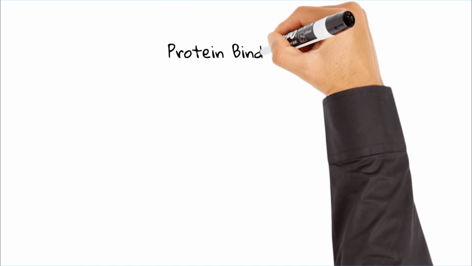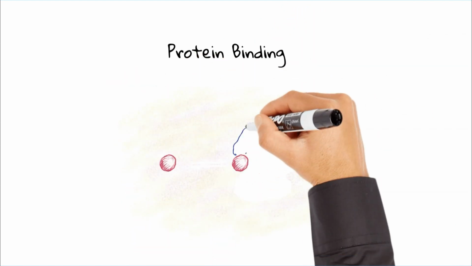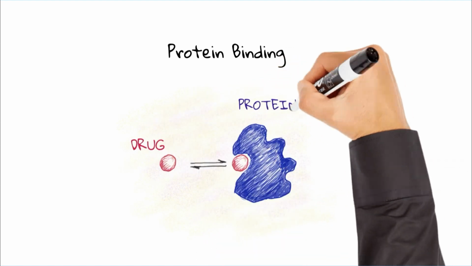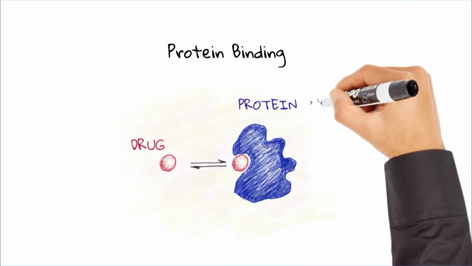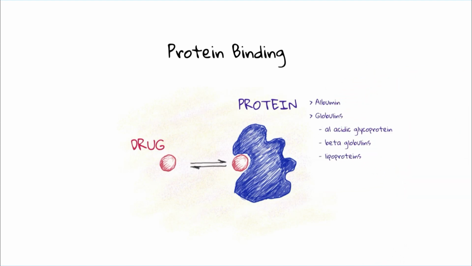Now let's talk about another important aspect of drug pharmacokinetics: protein binding. At therapeutic concentrations in plasma, many drugs exist mainly in protein-bound form. The most important plasma protein in relation to drug binding is albumin. Other plasma proteins, including lipoproteins, glycoproteins, and beta-globulins, have also been implicated in the binding of certain drugs.